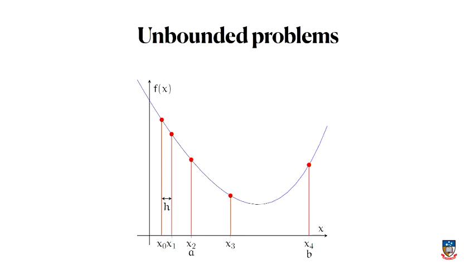I guess I can't do x0, x1, x4 actually because they're going down. So if I take x2, x3, and x4, then I've got this dip. And so now I know the minimizer is in that interval, and so I can do a bounded search problem starting from the interval x2 to x4 as my A and B.